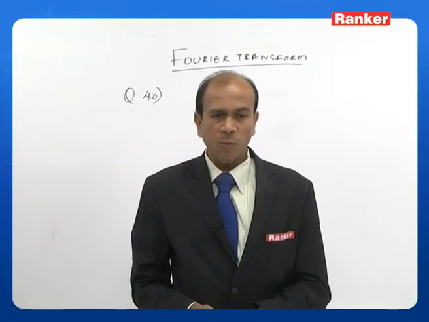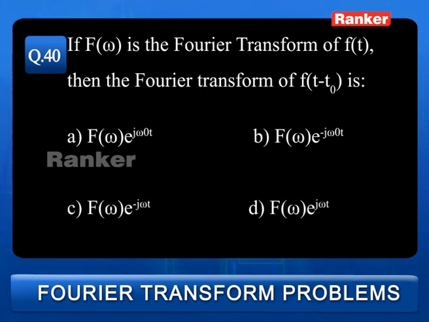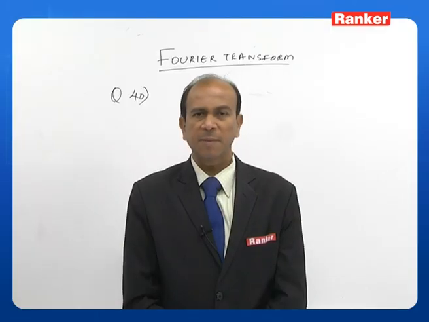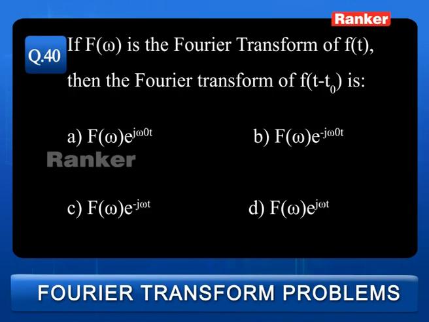Let us see the 40th question. If F of omega is the Fourier transform of f of t, then the Fourier transform of f of (t minus t naught) is: A, F of omega e to the power of j omega naught t; B, F of omega e to the power of minus j omega naught t; C, F of omega e to the power of minus j omega t; D, F of omega e to the power of j omega t. The answer is B, F of omega e to the power of minus j omega naught t. So this is the time shifting property which we have used. So the answer is B.